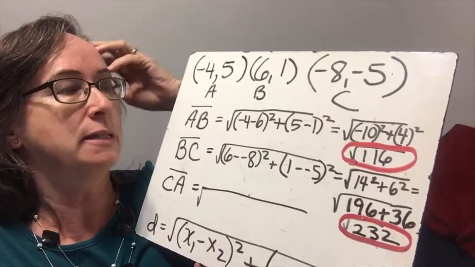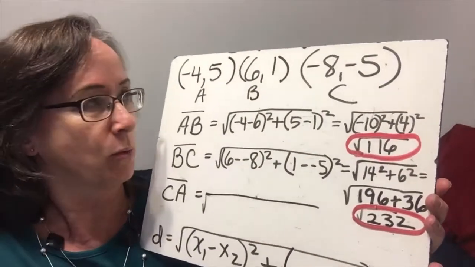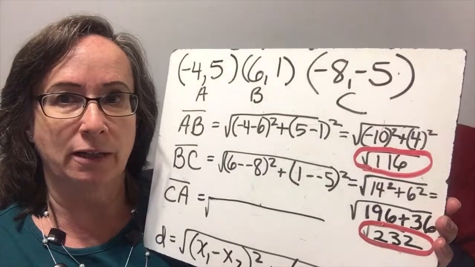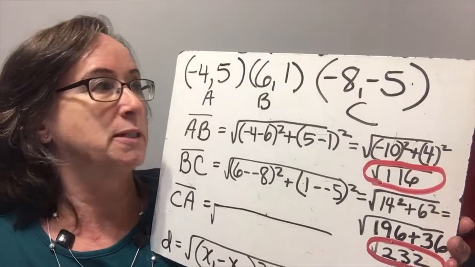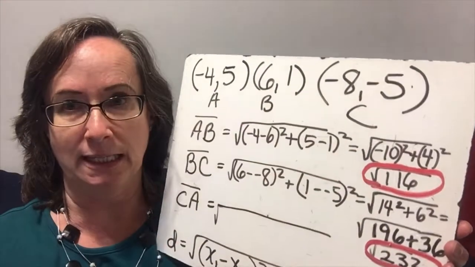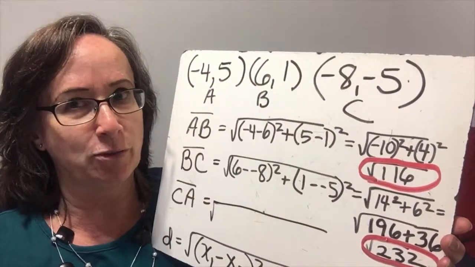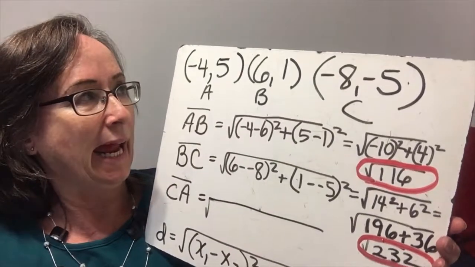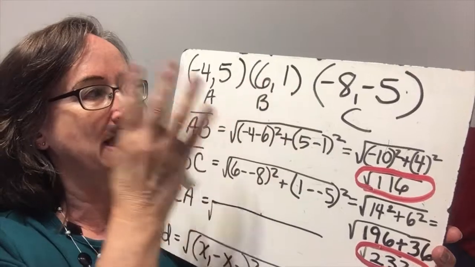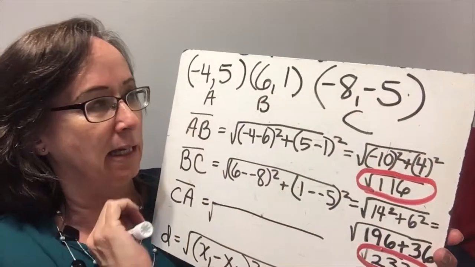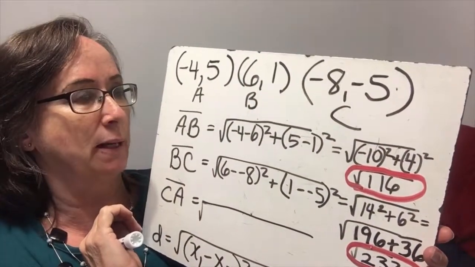Now, I did not use the same problem that we had done before, the one that the student had a question on, because I couldn't find that specific problem. So I've got another set of points, which I got out of the review section of your book. And I'm going to find the distances. So I labeled the points A, B, C so that we could tell the difference between them.